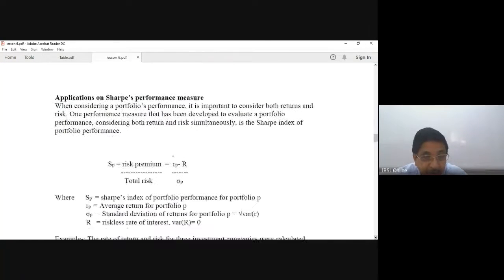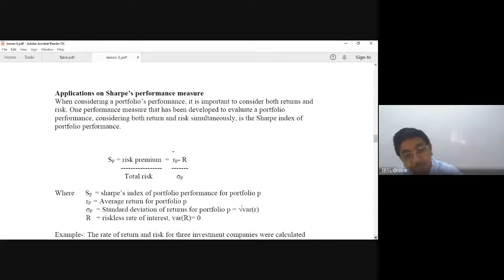Then we go to the next performance measure, Sharpe's performance measure. As it is, it's a ratio of the risk premium to the total risk. The higher the value, the better.